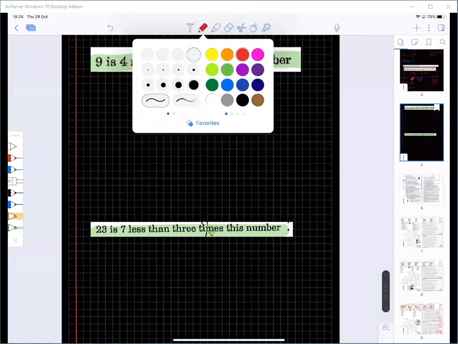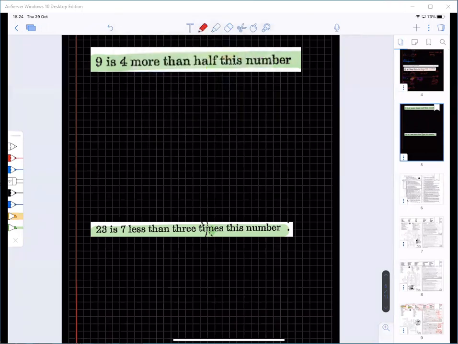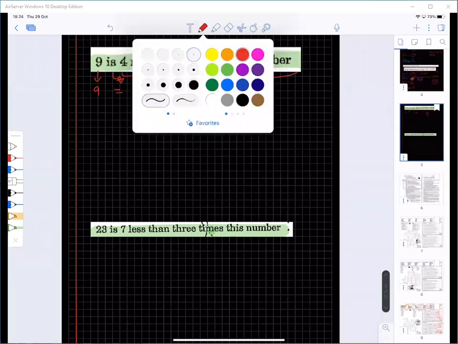Off you go. So 9 is 9. Next. It is equals. Fantastic. And then? 4 more is add 4. Fantastic. And the next part? Half the number, x divided by 2. Right, lovely. Now, how do you write this so it looks a bit more connected? Can you rewrite it for me, please?